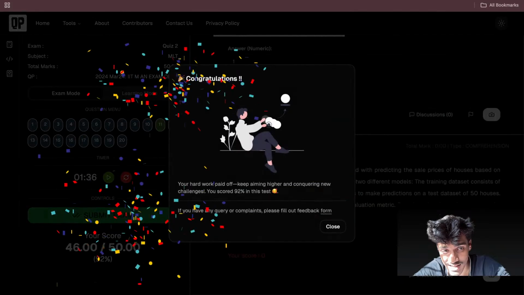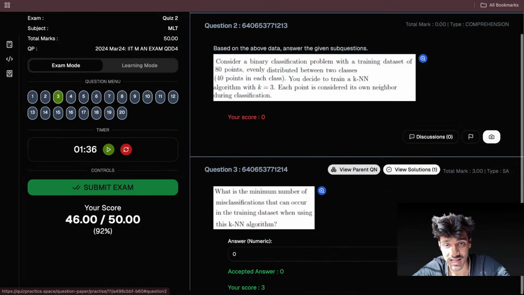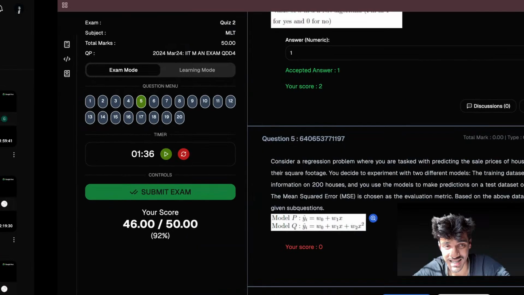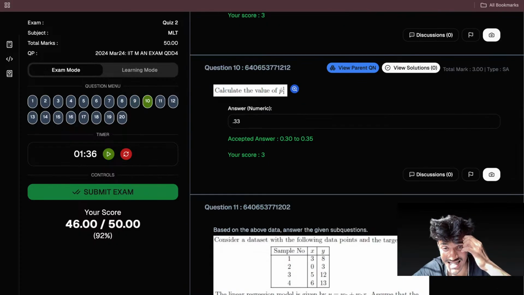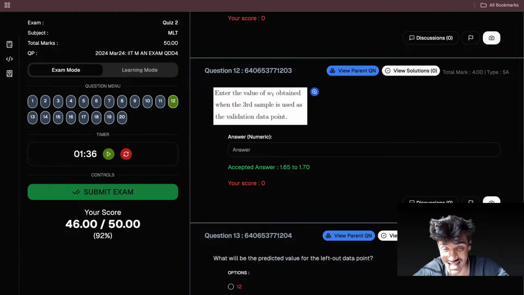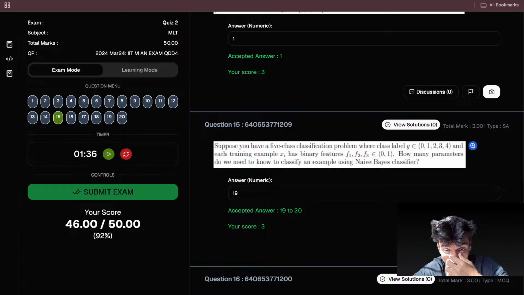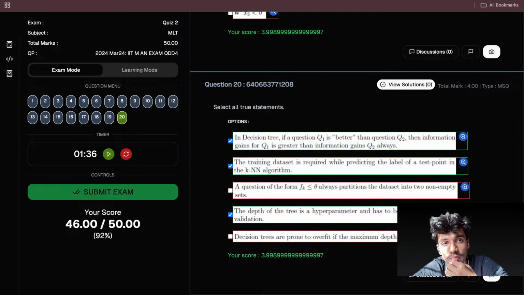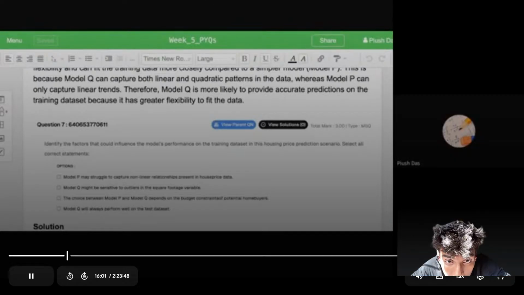Now among A, B, and D, which one or two or three? This is an MSQ, so more than one option can be correct. Okay, so I am observing many A and B. Model P may struggle to capture the non-linear relationship present in the house price because it is just a simple linear model, right? Model Q has a square term, so it will be able to capture it in a good way.